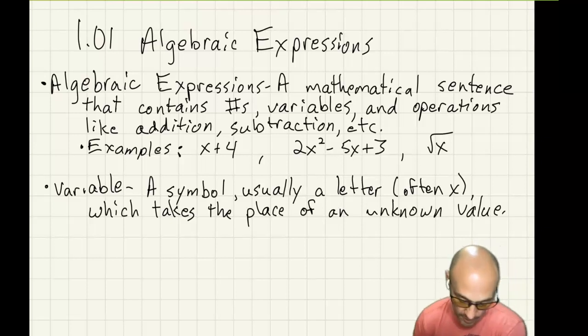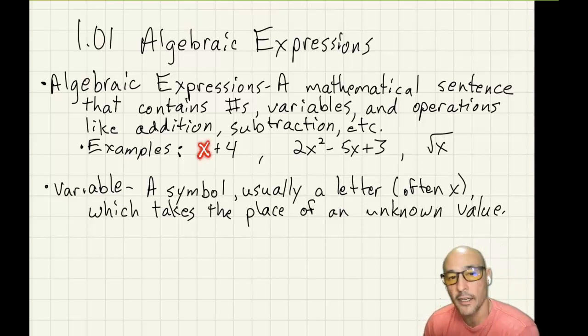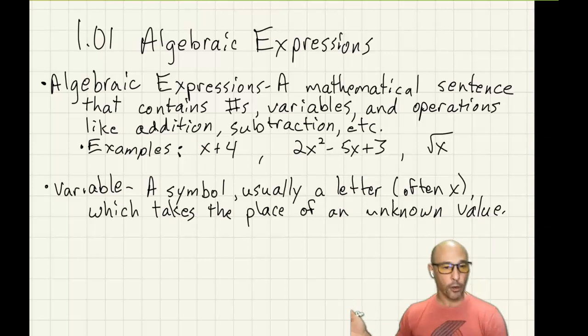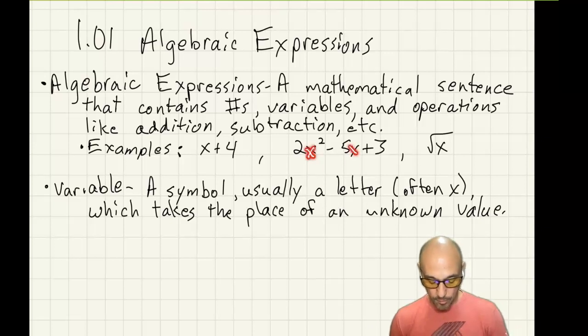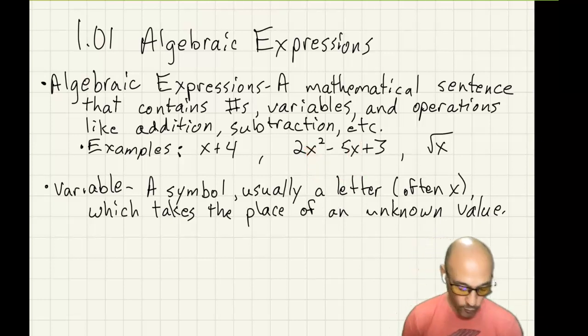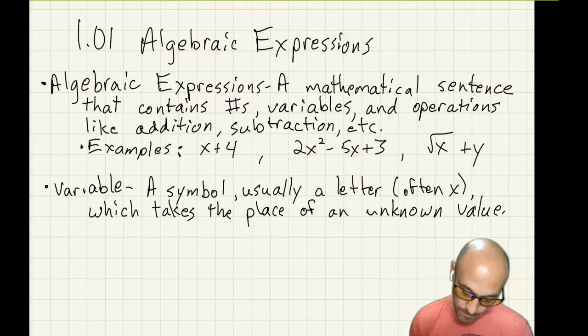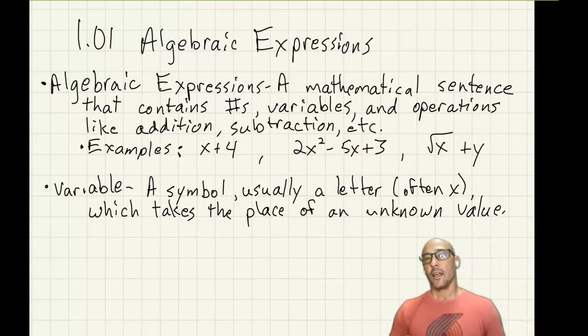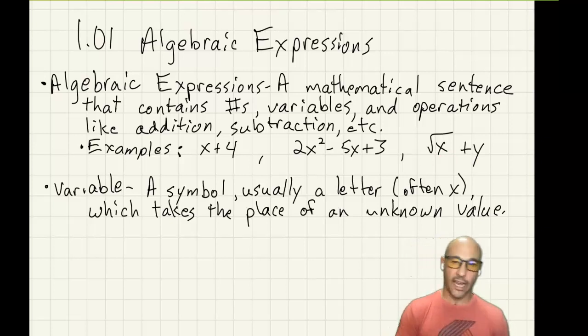So up here, this x is an unknown value. We know it's a number, but we don't know what it is, so it's a variable. Because they're in the same expression, they are the same unknown value. If we added a y up here, now we have two variables, x and y, and they don't necessarily represent the same value, though they can. We just don't know. Okay?